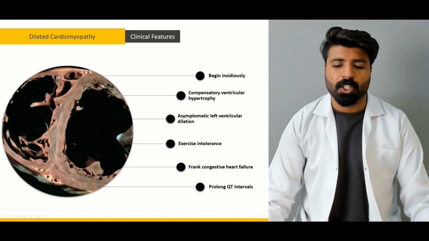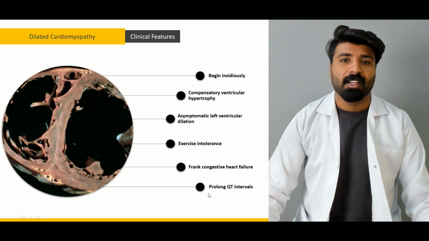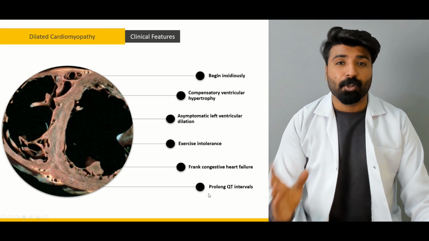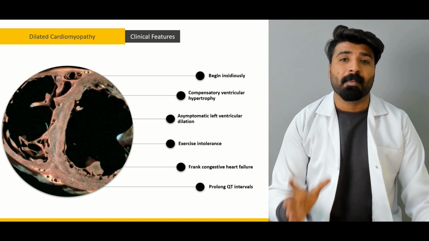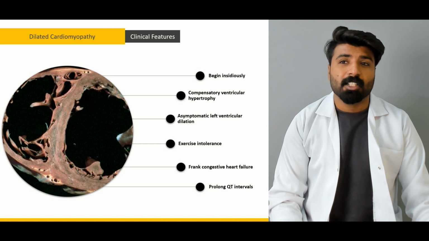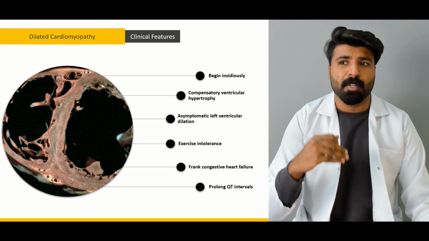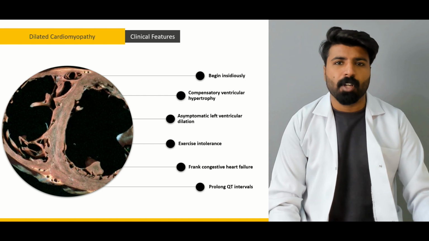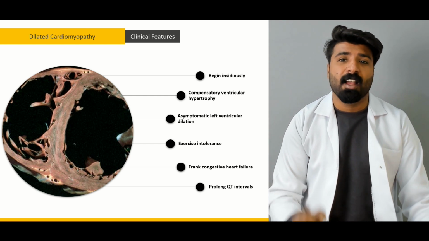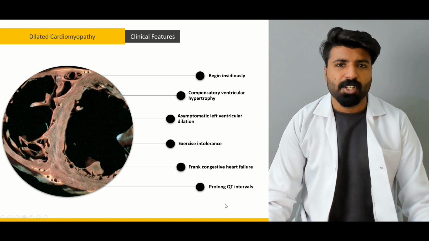Next on, we have prolonged QT intervals. Why are we having prolonged QT intervals? Because due to this pathology, calcium influx and potassium are not managed enough. Now they are not up to the mark. Calcium influx is being stopped in some points, and it's being more in some points. Now potassium is being affected. When there's electrical imbalance, this will lead to prolonged QT intervals.